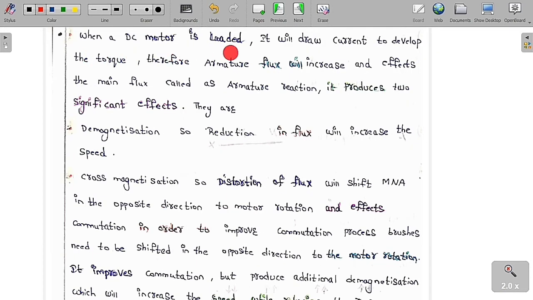When a DC motor is loaded, it will draw current to develop the torque. So whenever a DC motor is loaded, it draws a current to develop the torque. Therefore, the armature flux increases.